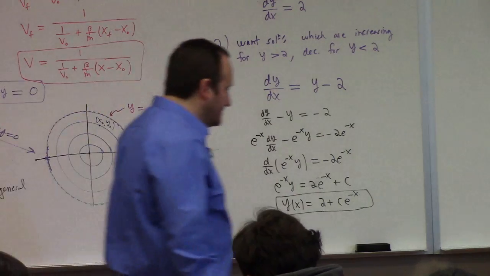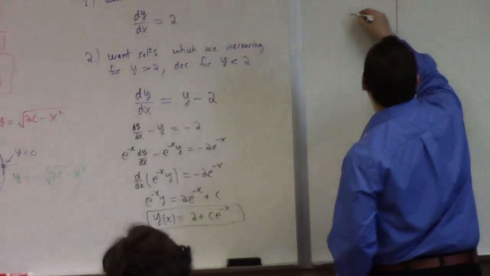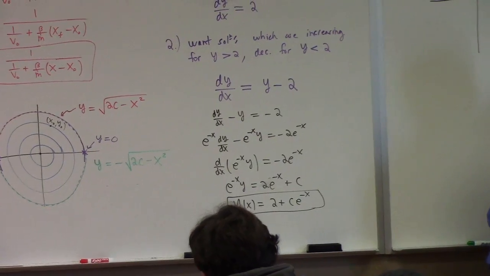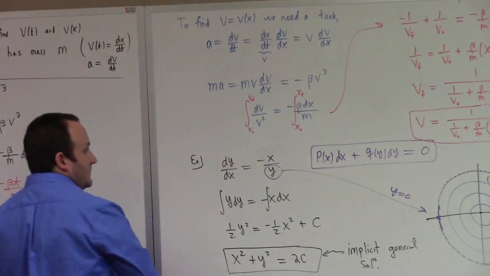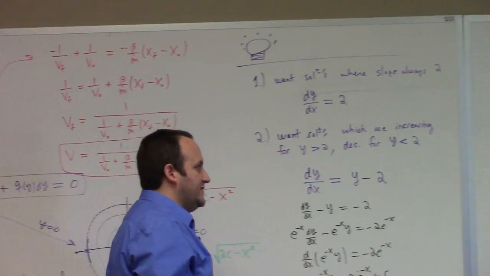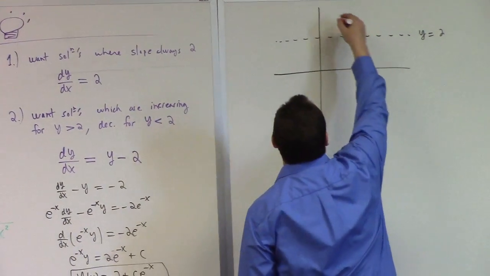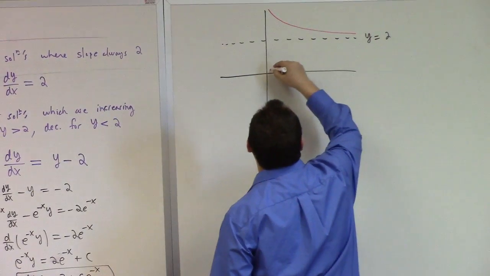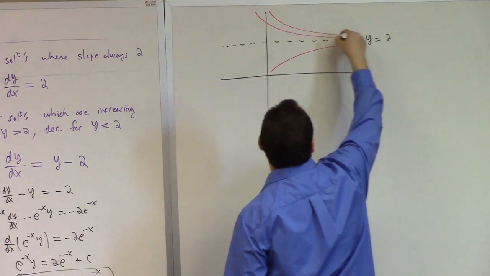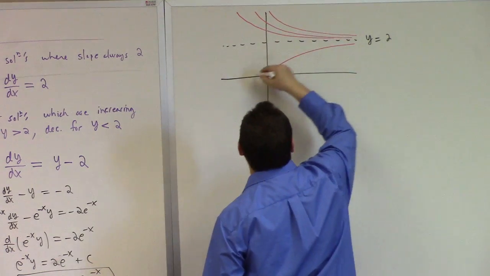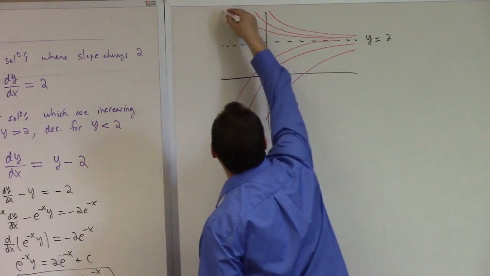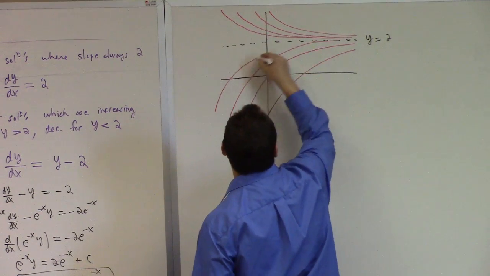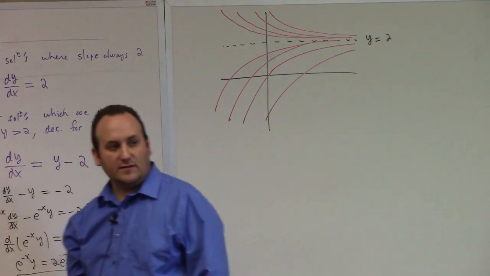I can even plot what those look like. What happens to these solutions? Whatever their aspirations are in life, eventually all of these go to 2. They all get sucked into y equals 2 asymptotically. So here's some typical solutions. That's what they look like.